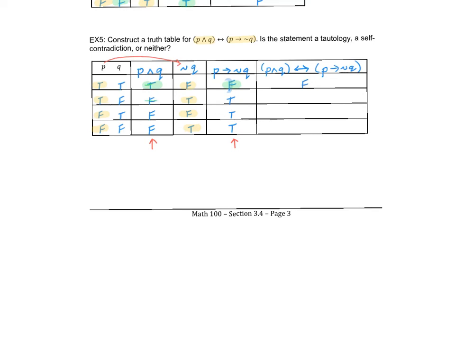Then I have a false true. False true doesn't match, it's going to be false. False true does not match, going to be false. False true does not match, it's going to be false. So the biconditional is false, false, false, false. So it's always false. So in this case, since it's always false, this is going to be a self-contradiction.